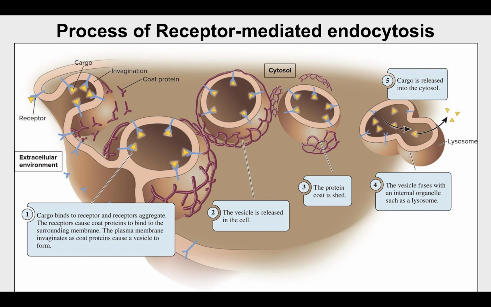Once that molecule attaches to the receptors, the plasma membrane folds inwards to create this vesicle and then transports our cargo to where it needs to go. Oftentimes this could be a lysosome. It's attaching to a lysosome in order to digest maybe food particles.